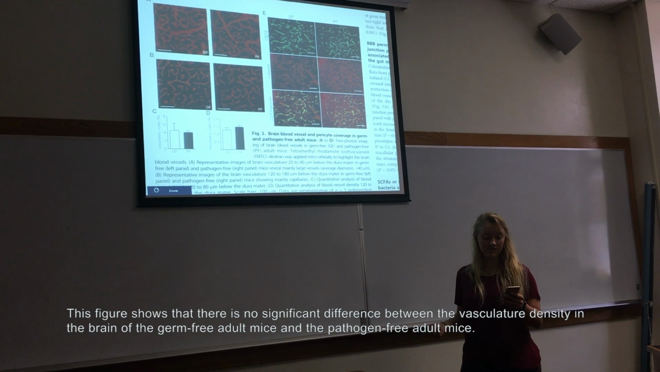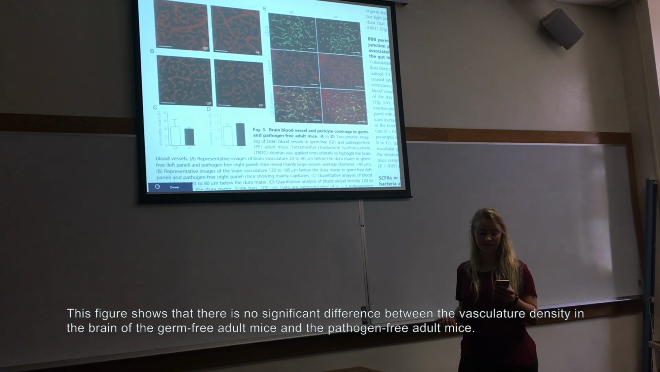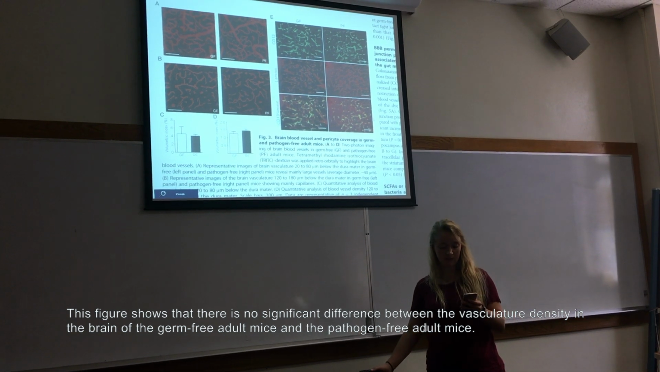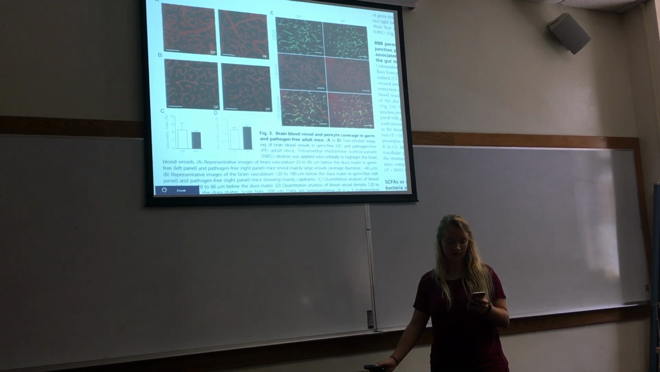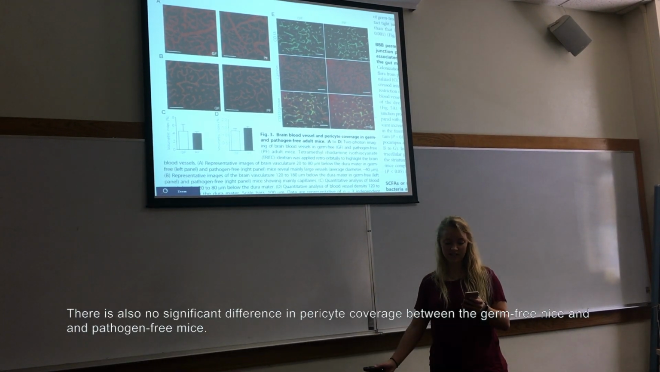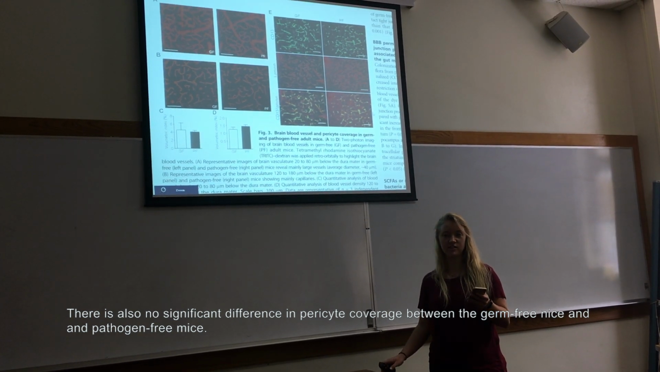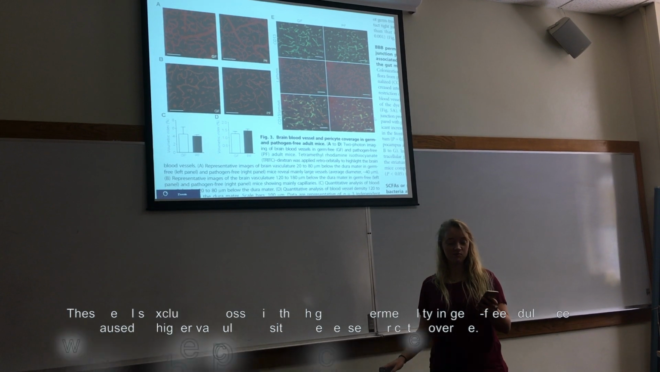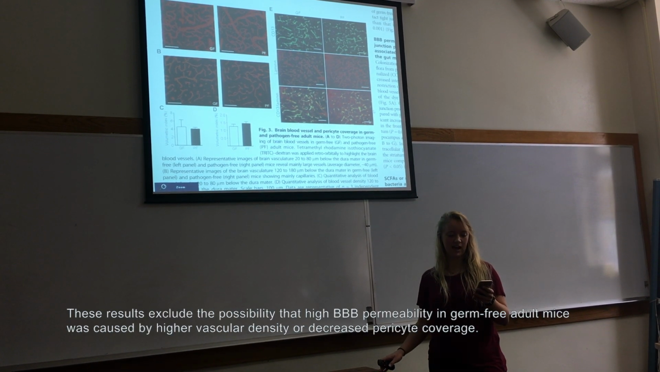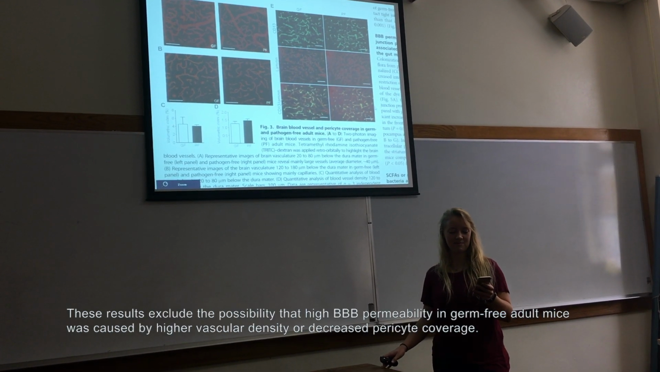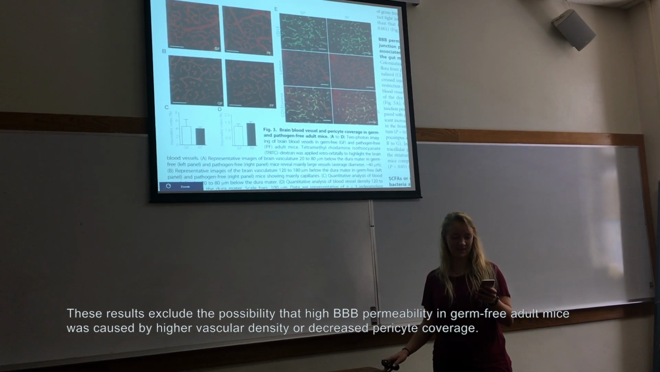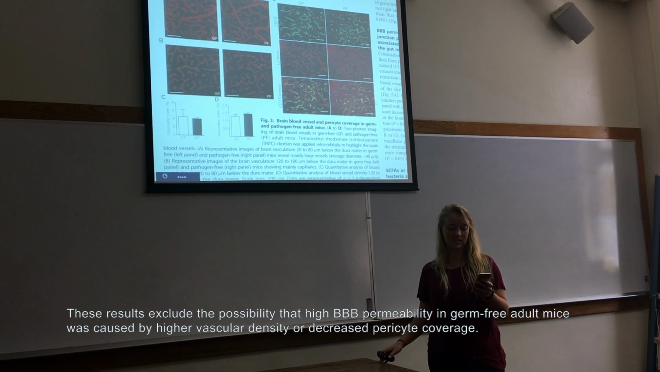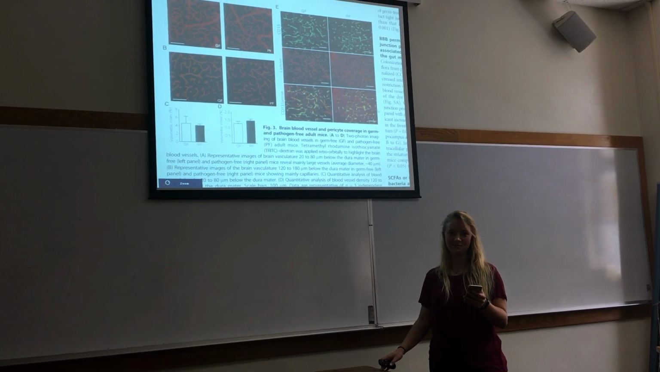So basically this figure shows that there is no significant difference between the vasculature density in the brain of the germ-free adult mice and the pathogen-free adult mice. There is also no significant difference in the parasite coverage between the germ-free mice and the pathogen-free mice. So these results exclude the possibility that high blood-brain barrier permeability in germ-free adult mice was caused by higher vascular density or decreased parasite coverage.